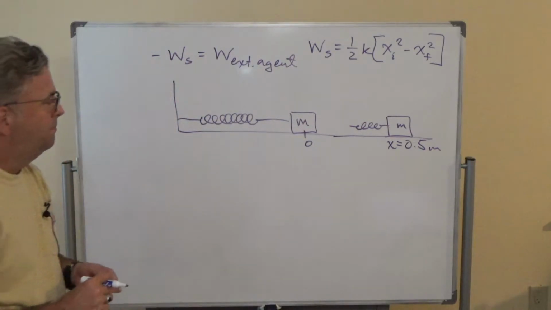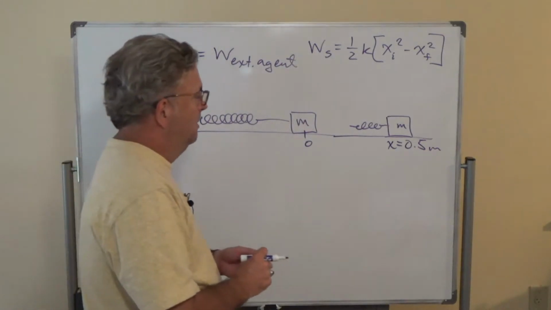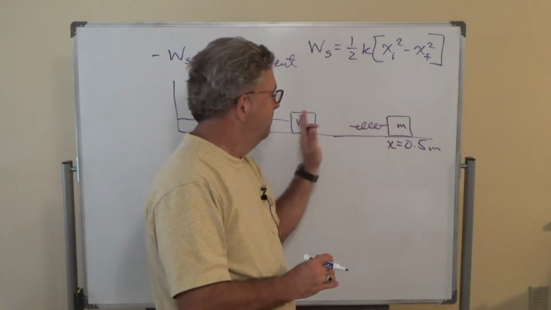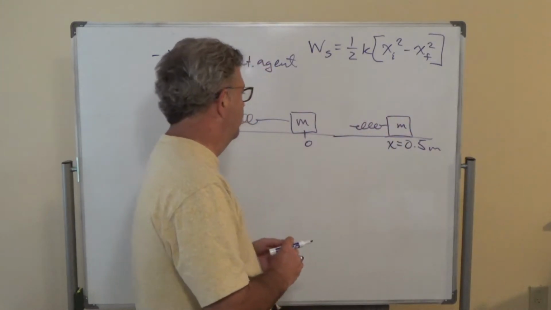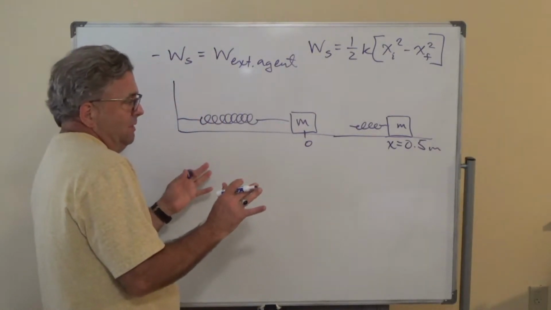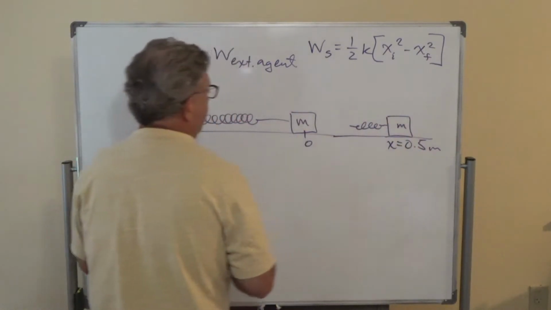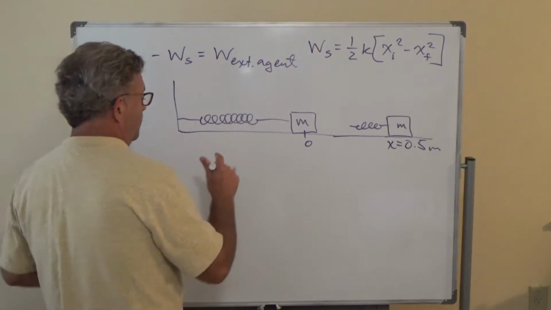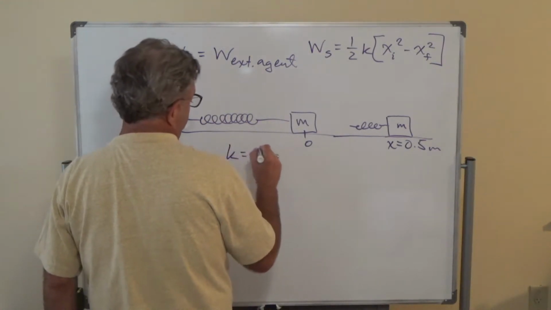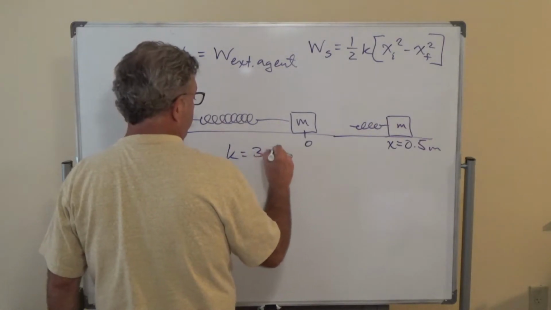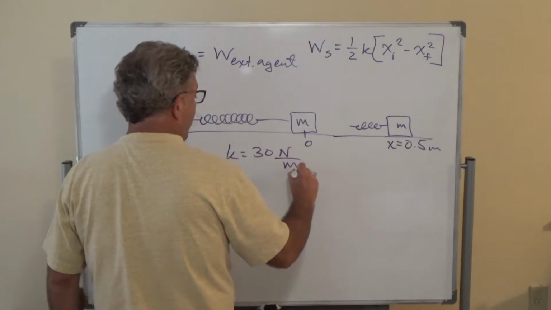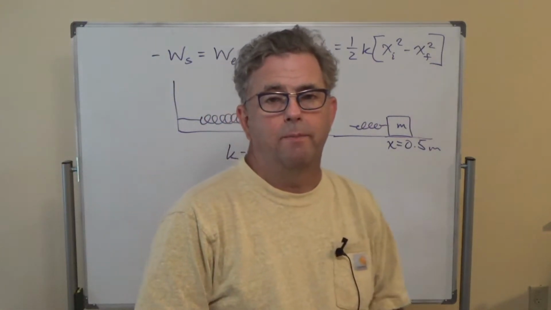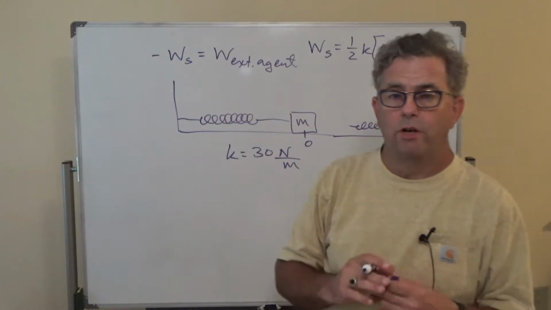Okay? So it gets displaced in this direction by 50 centimeters. I don't know what did it. Somebody pulled it down here. Okay? So how much work was done by the spring? Well, let's say a typical spring constant like we would use in the lab is about 30 newtons per meter. All right? So about 30 newtons per meter.